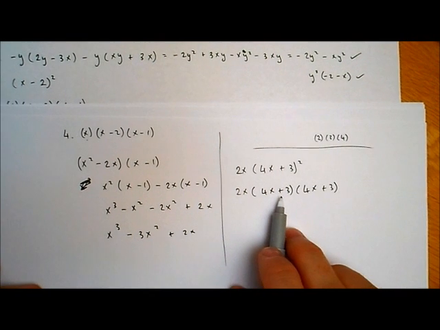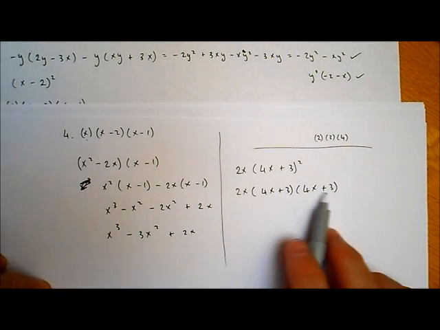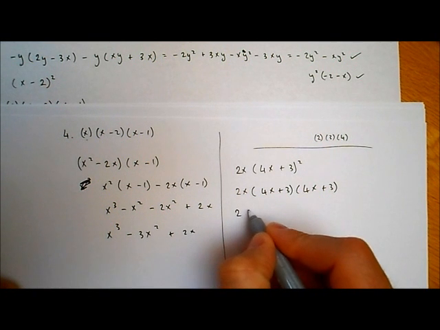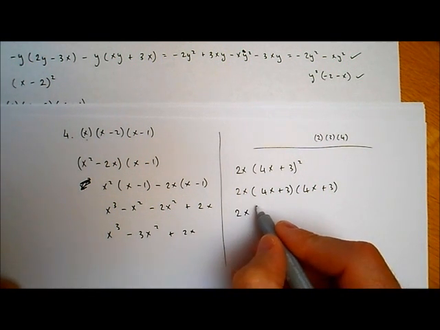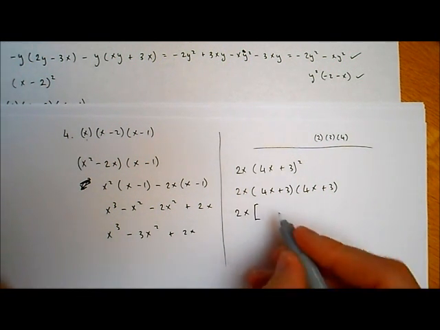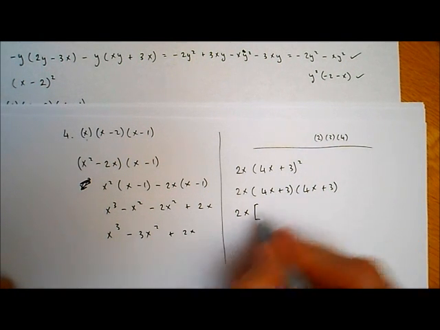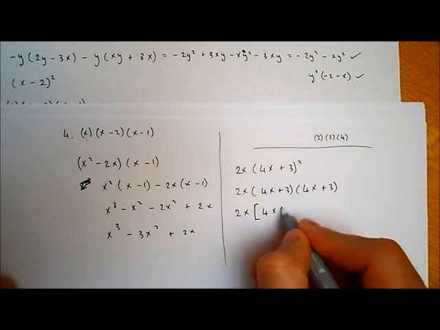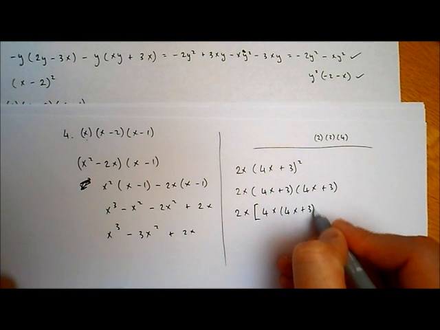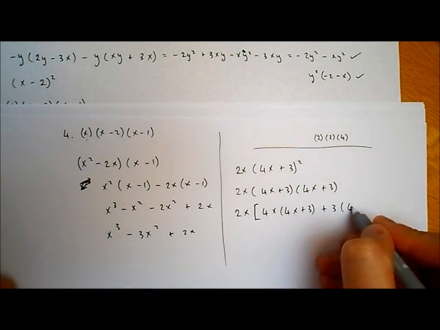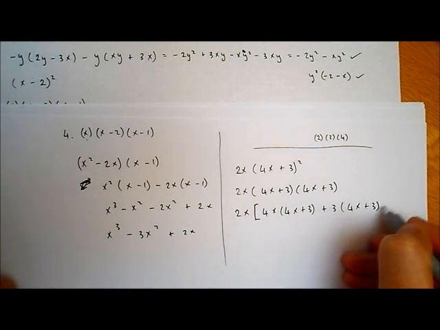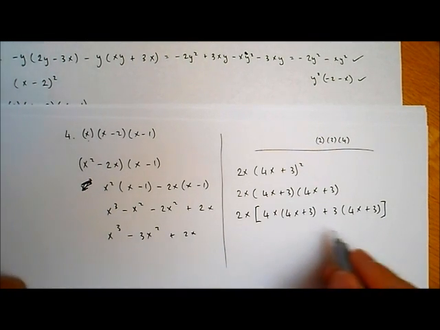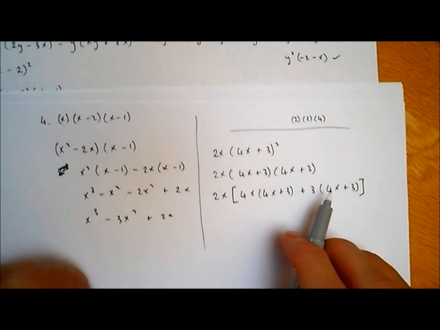So we write it out like this, and now what I can do is square the brackets first, so I can multiply that by that, and then multiply the answer by 2x. So it's going to be 2x times, I'm going to put this in square brackets, so everything in this bracket by everything in this bracket. So it's going to be 4x by 4x plus 3 plus 3 by 4x plus 3. I just put it in square brackets because it makes it a little bit tidier.